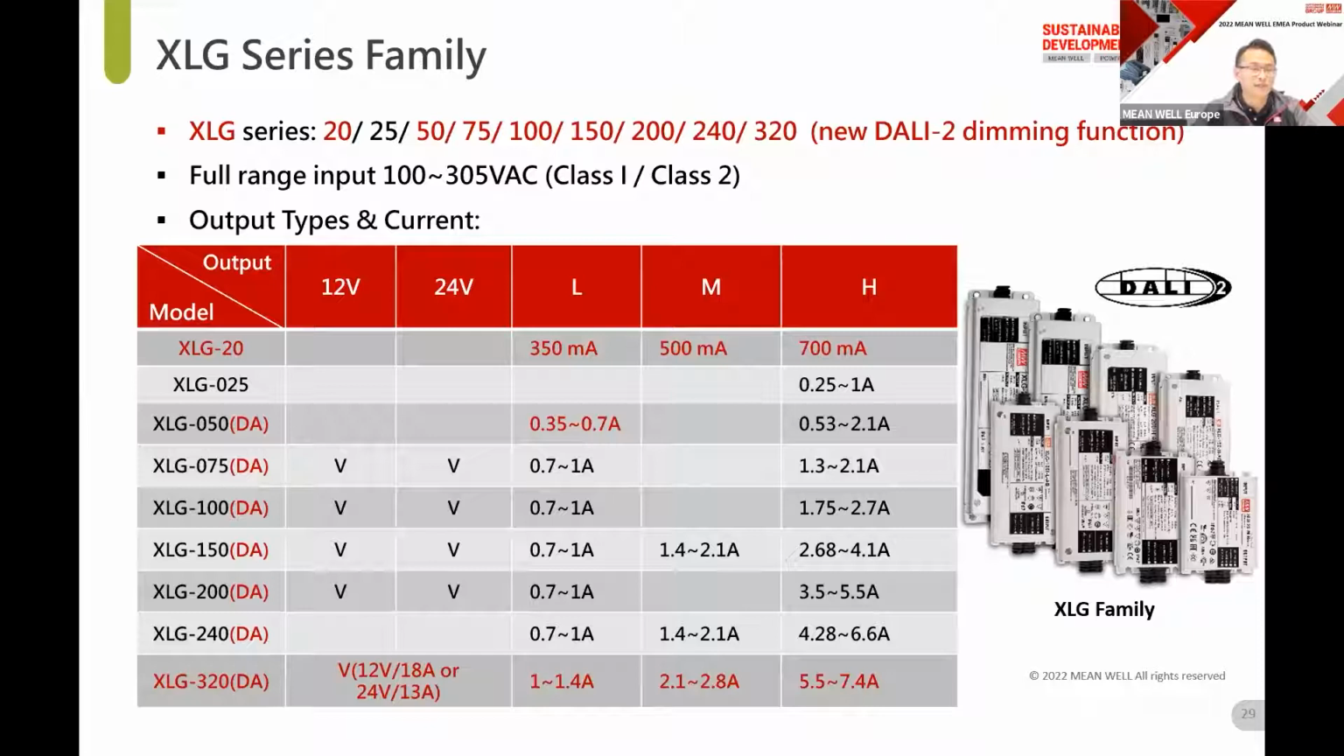We heard a lot of customers' voices asking for the DALI 2 version. Therefore, DALI 2 is under development and it will be launched next year. From 50 watt to 320 watt, we'll have the DALI 2 version. Additionally, some applications need aux power for a fan to cool down the luminaire. In this upgrade, XLG will implement 12-volt aux power in the models from 150 watt to 320 watt.